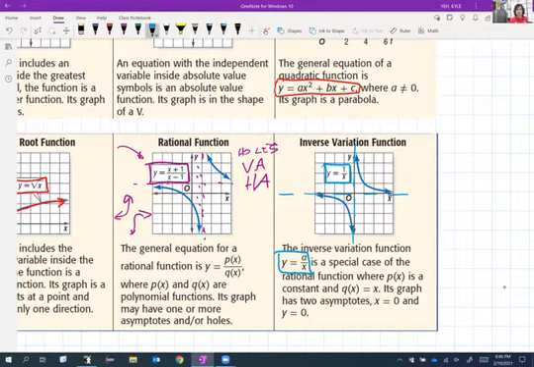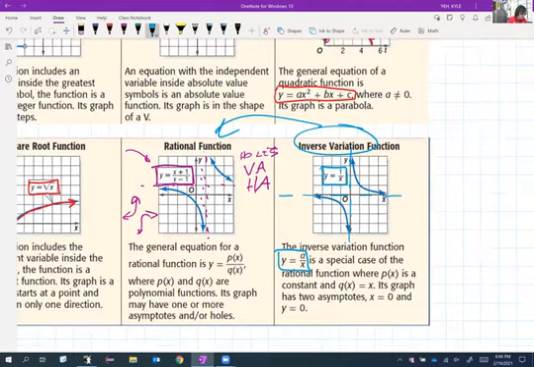If you're asking yourself, wait, is inverse variation also a rational function? Yeah, it is. Kind of like the identity was also direct variation. It's just a more specific one. If the asymptotes are on the axis, if it's just a number over x, it is inverse variation.